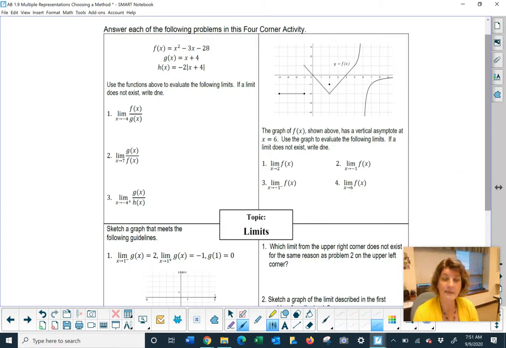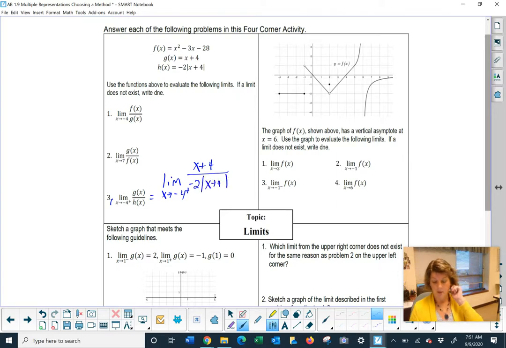Number 3 has the absolute value in it. They want us to compare the g of x function divided by h of x. And we're only coming from a one-sided limit, so we're coming in from the right side of -4. And let's just sketch this out. I'd have the limit as x approaches -4 from the right. G of x is x plus 4. And then I have a -2, absolute value, x plus 4. Well, x plus 4 over x plus 4 would cancel to 1.